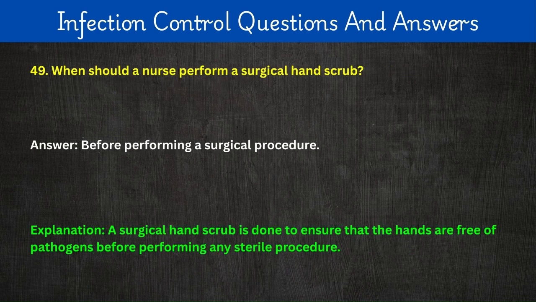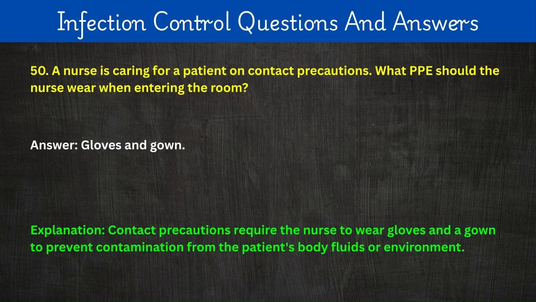49. When should a nurse perform a surgical hand scrub? Answer: before performing a surgical procedure. Explanation: a surgical hand scrub is done to ensure that the hands are free of pathogens before performing any sterile procedure. 50. A nurse is caring for a patient on contact precautions.